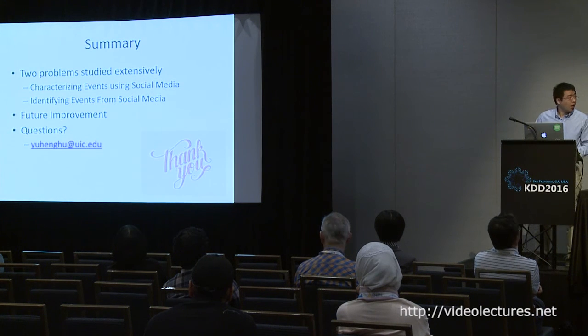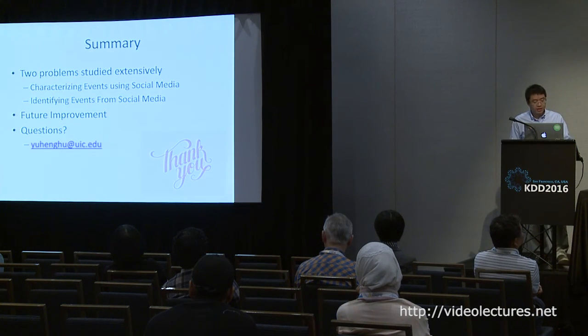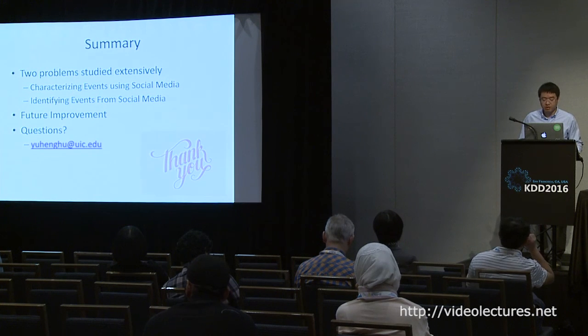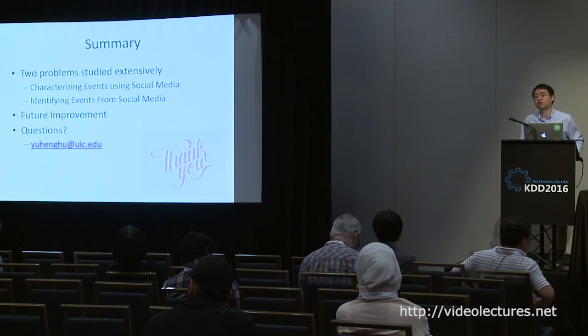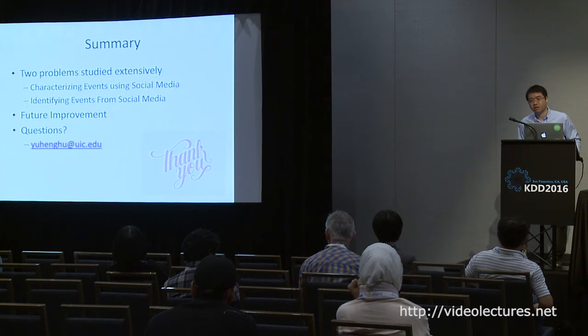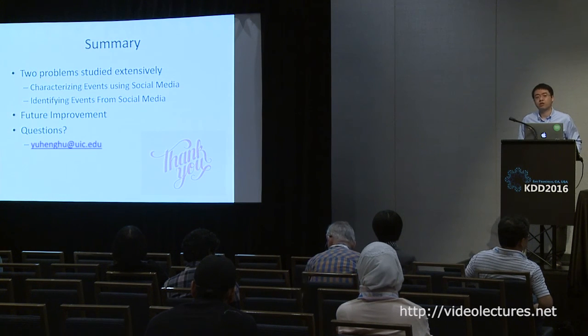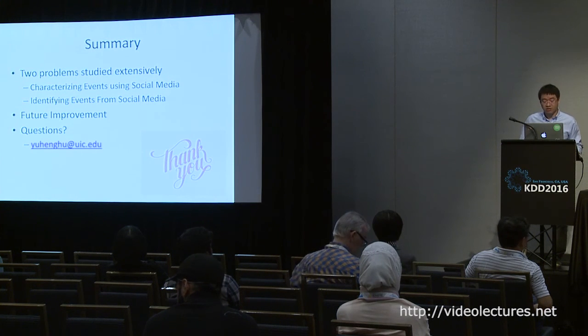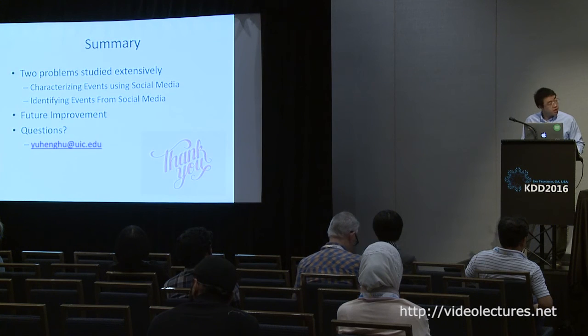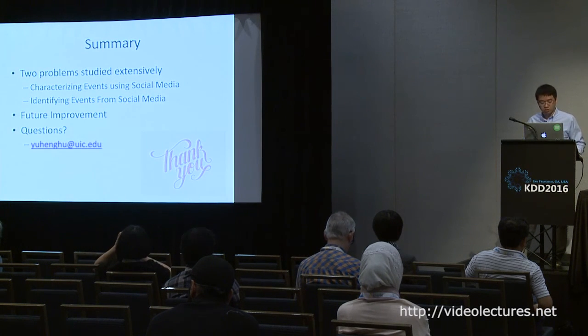To summarize my part, there are two problems people have researched extensively. The first problem is to categorize events using social media, and two subtasks people have done in the past are to first establish the alignment between events and tweets, and second to infer the sentiment of the tweets expressed against the event topics and segments. We also talked about some event detection algorithms and event extraction algorithms.